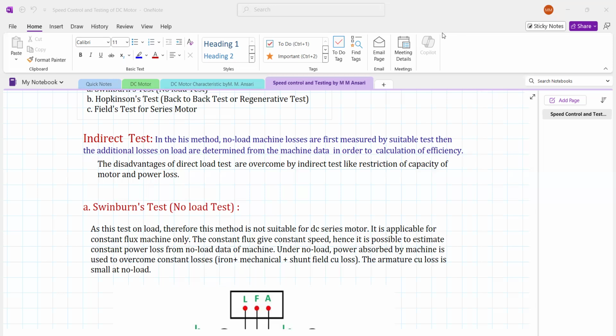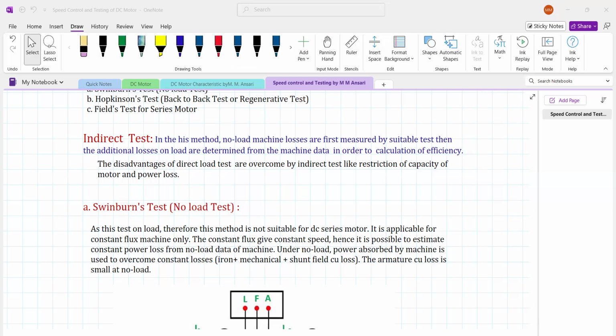The Swinburne test is nothing but the no load test, which means we are going to conduct the no load test on the DC motor. This type of test is conducted only on a constant flux machine, like a DC shunt motor where the flux is constant. When the flux is constant, the speed of the motor is constant. So it is easy to estimate the constant losses, including the iron, frictional and windage loss, as well as the shunt field copper loss. Under no load condition, the machine absorbs power to overcome the constant losses, and the armature copper losses are negligible, being small.